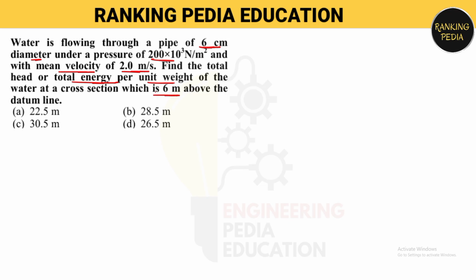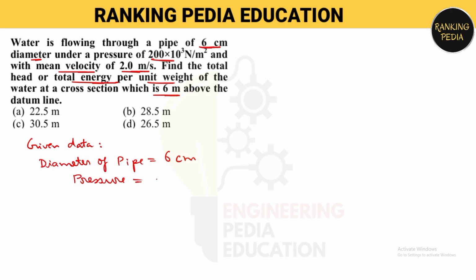So first what will we do? First we will note down the given value. So given data, first we will note down given data. So here given data is diameter of pipe, which is 6 centimeter. Next, what is given? Pressure is given.